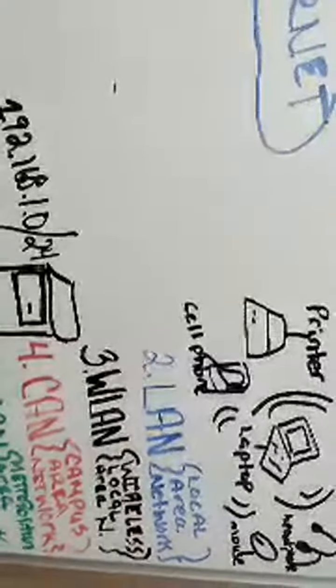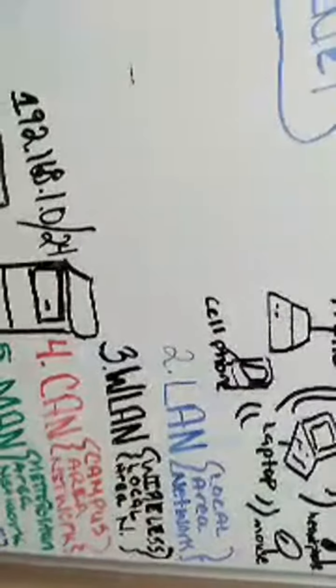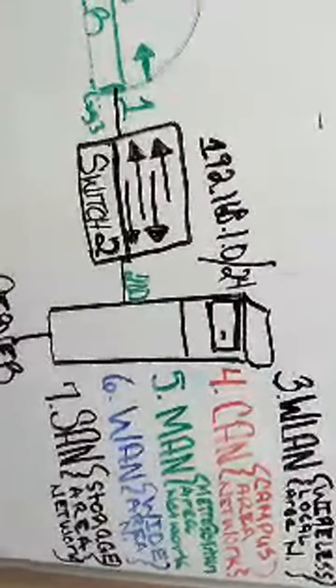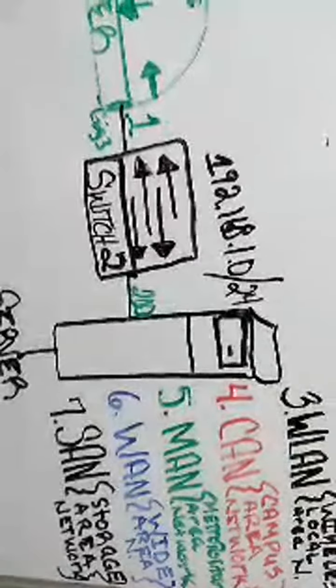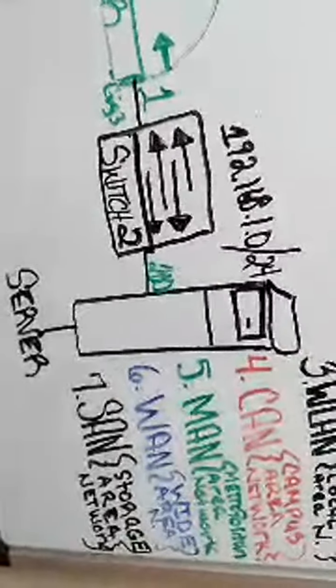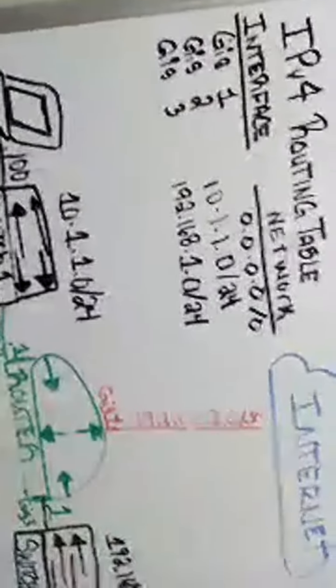Okay, and then we're going to LAN, local area network, WLAN, wireless local area network, CAN, campus area network, MAN, Metropolitan Area Network, WAN, Wide Area Network, and SAN, Storage Area Network. And we'll go into those more in depth here shortly. Okay, so let's begin with the fundamentals of networking. So as you can see, the most fundamental network we will discuss is a router.